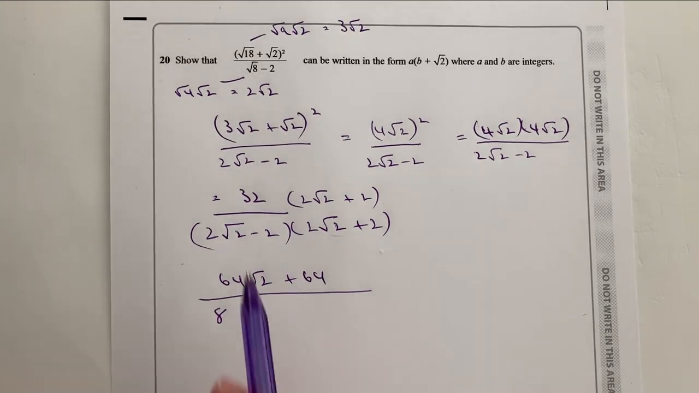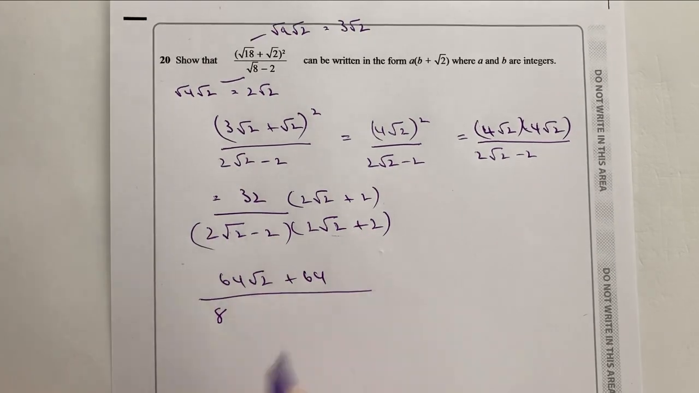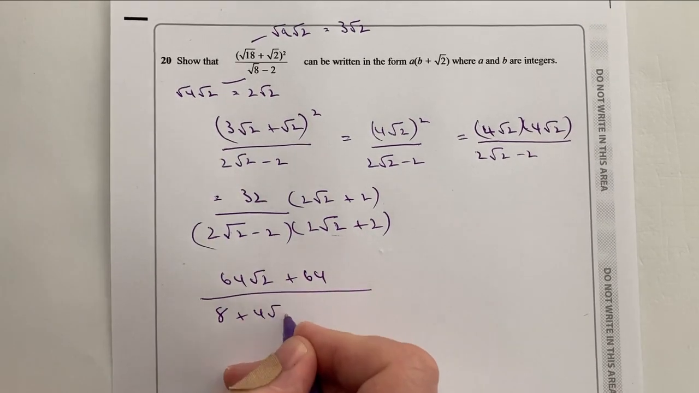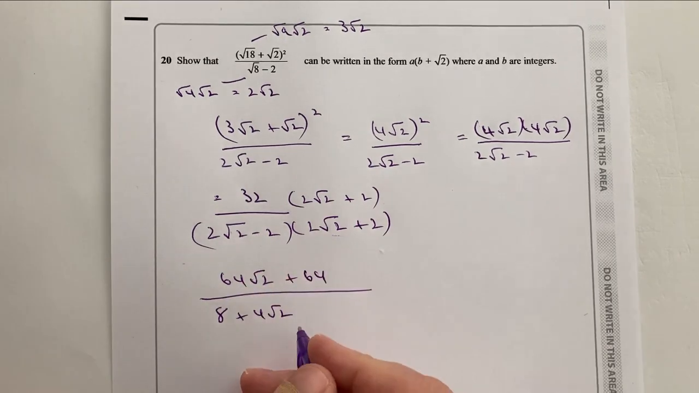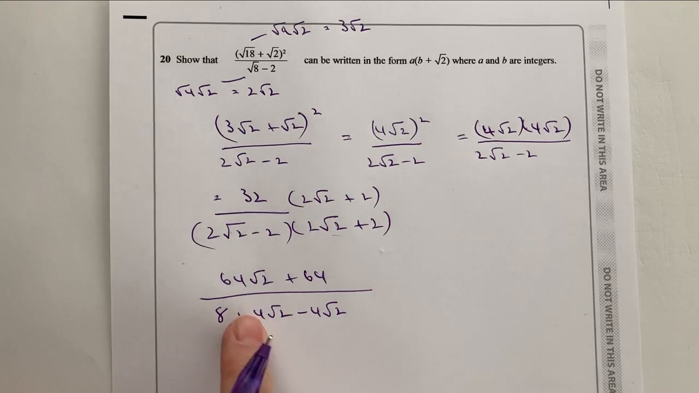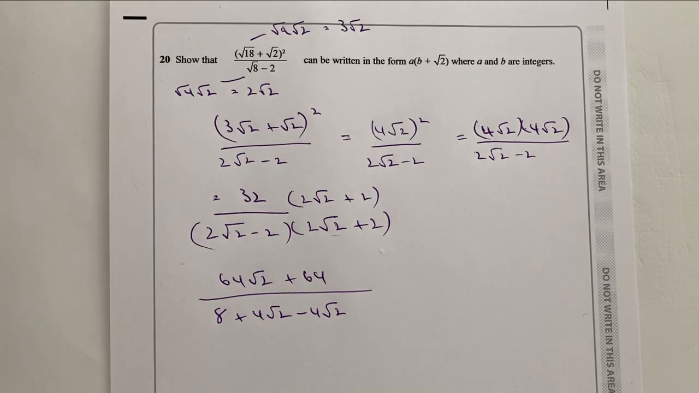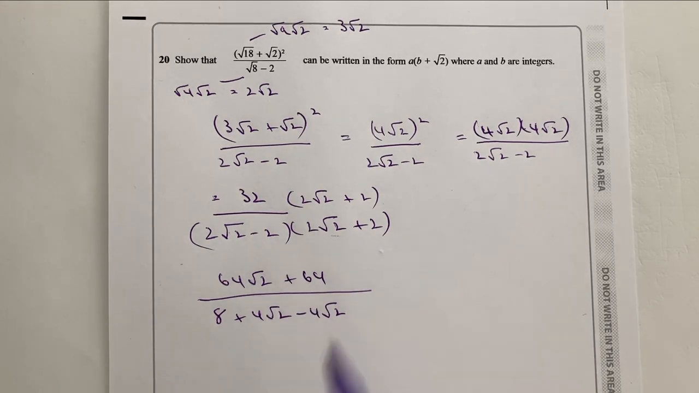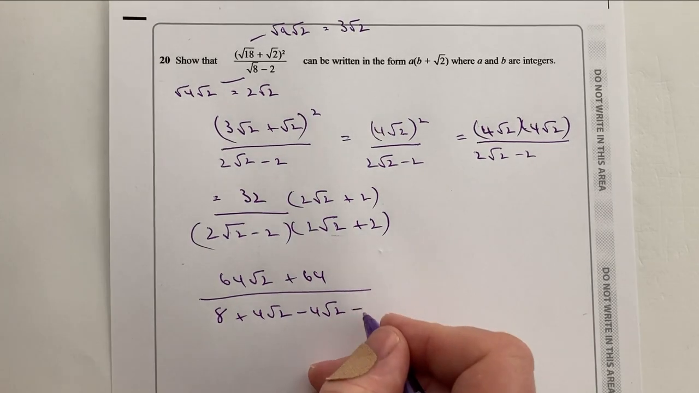Okay, then I've got 2 root 2 times plus 2 is plus 4 root 2. Minus 2 times 2 root 2 is minus 4 root 2. So I'm going to get rid of these in the middle there, which is brilliant because I don't want them there. Okay, then I've got minus 2 times plus 2. Well, that's going to give me minus 4.